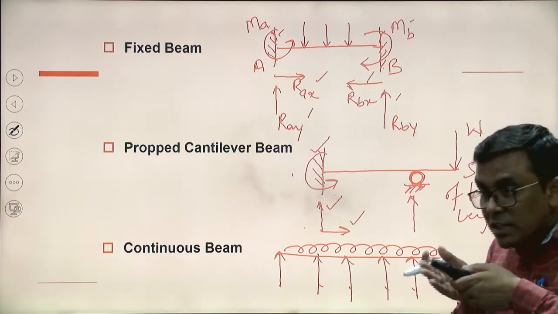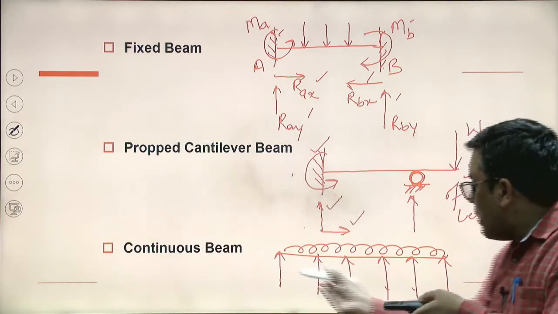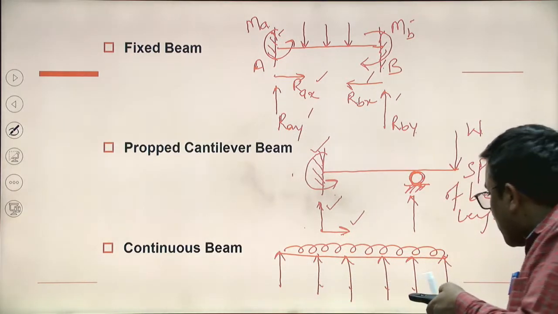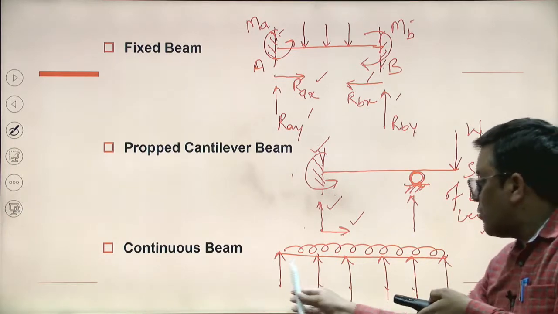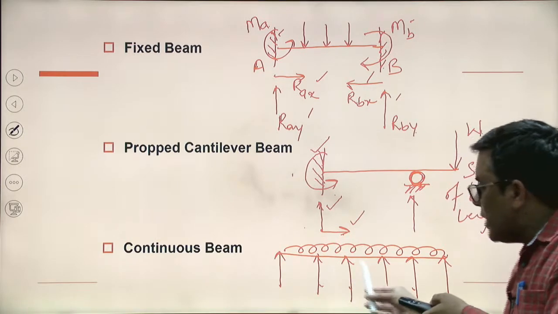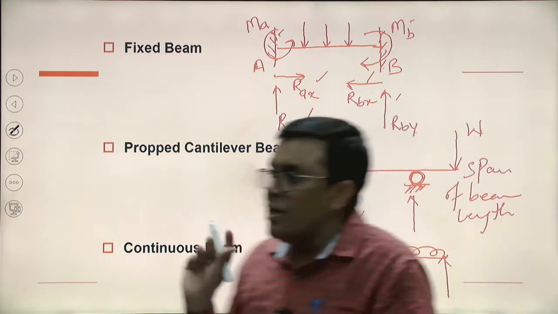Continuous beam. If the span of beam is very long, very large, बहुत लंबी है beam, then number of equidistant supports, same distance पर, equal distance पर number of supports are provided. Number of supports हमने same distance पर दे दिए, तो क्या हो गया? Number of unknown reaction forces increase हो गए. So this is also statically indeterminate beam.